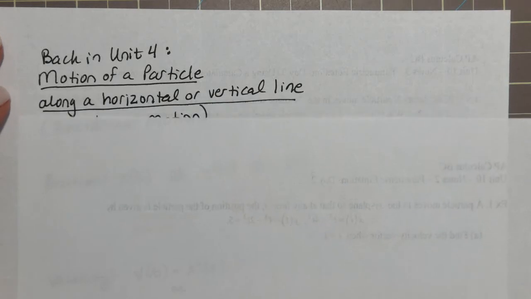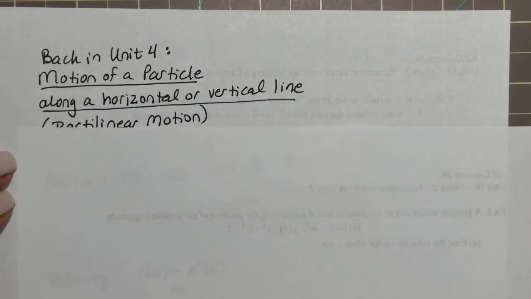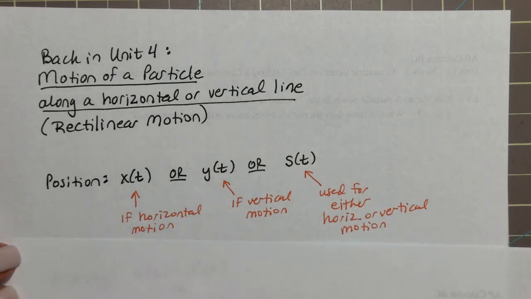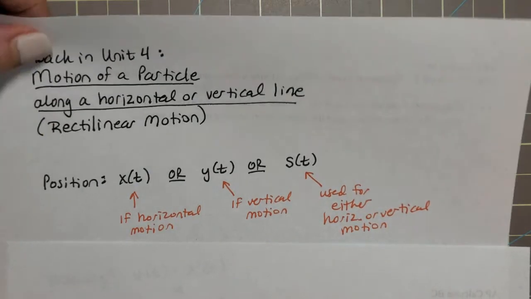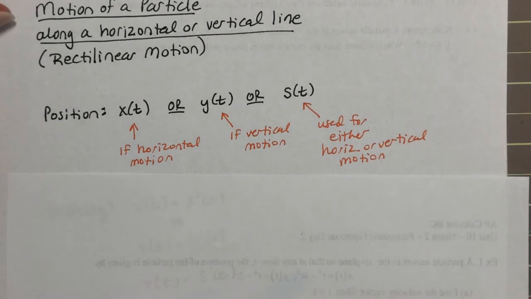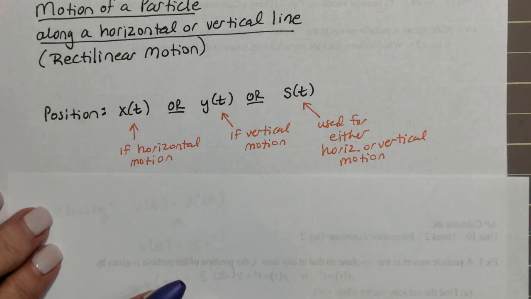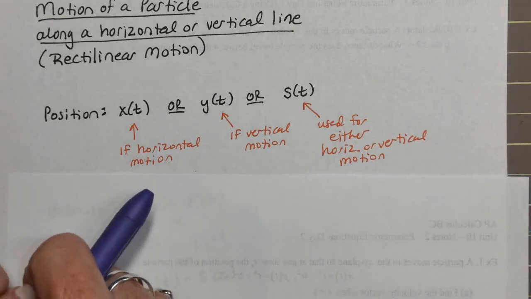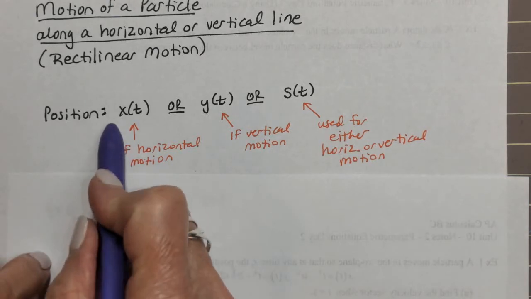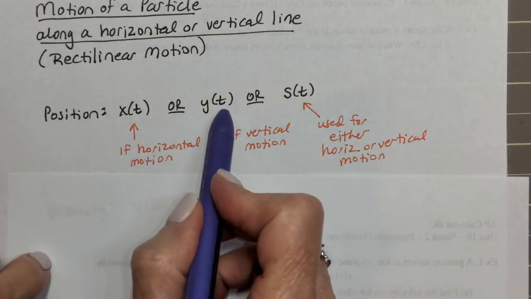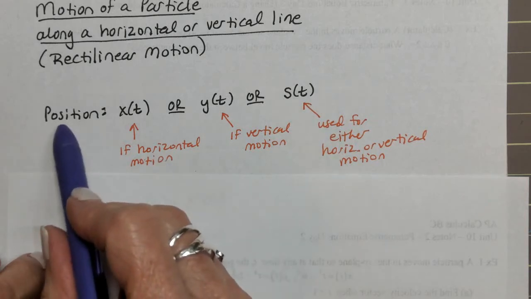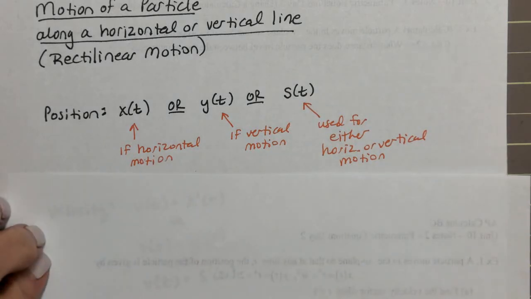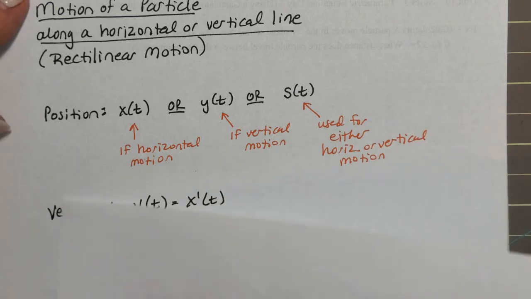Back in Unit 4 we did motion on a horizontal or vertical line, which we also called rectilinear motion. With rectilinear motion, we talked about the position of the particle, and our independent variable was time, which we let t represent. If the motion of the particle was on a horizontal line, we might use x of t. If it was on a vertical line, we might use y of t to describe the position, and s of t we used for either horizontal or vertical motion.